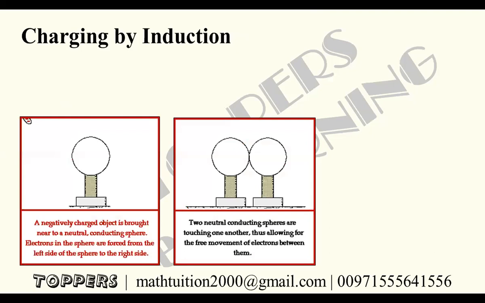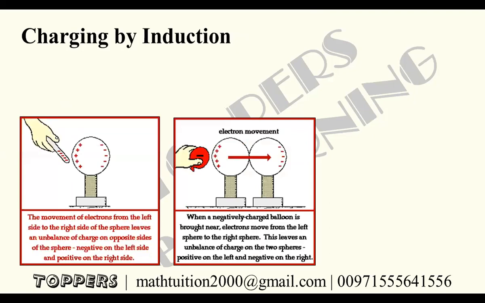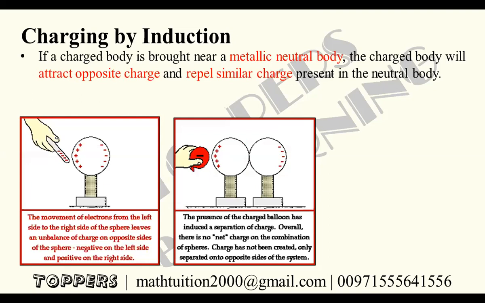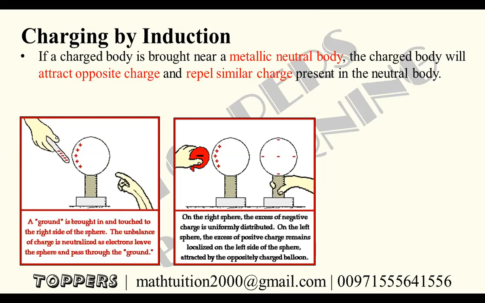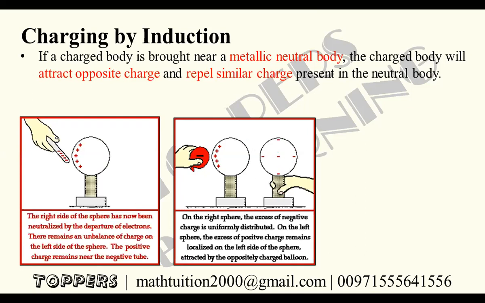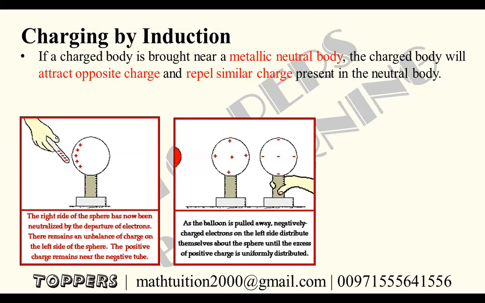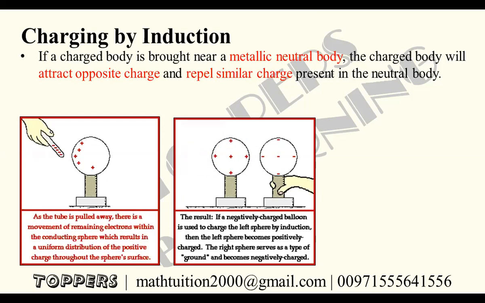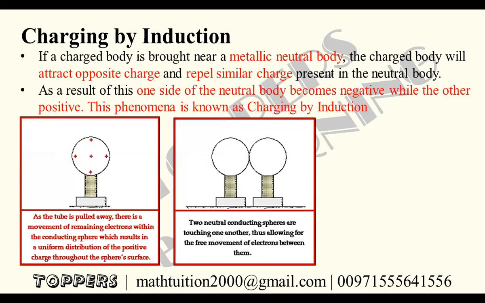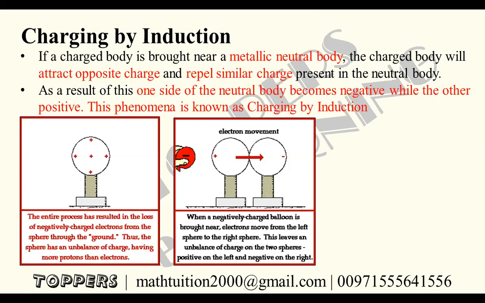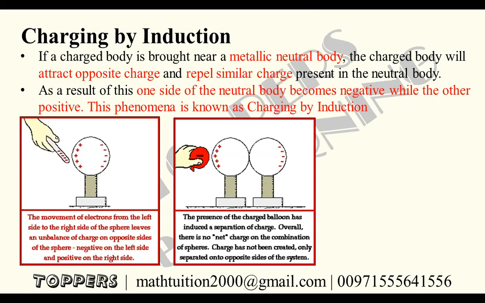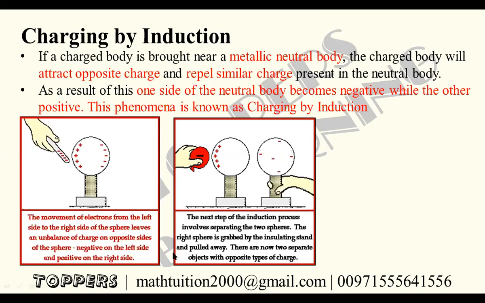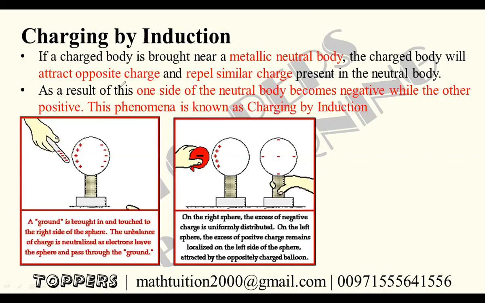Now, the third method, charging by induction. What do you mean by charging by induction? If a charged body is brought near a metallic neutral body, the charged body will attract opposite charge and repel similar charge present in the neutral body. As a result, one side of the neutral body becomes negative while the other becomes positive. This phenomenon is known as charging by induction. I have an animation here.